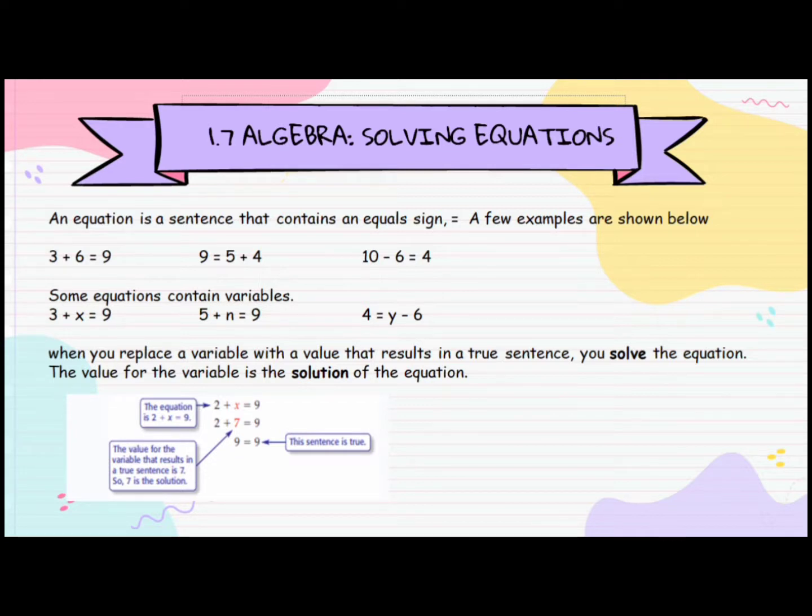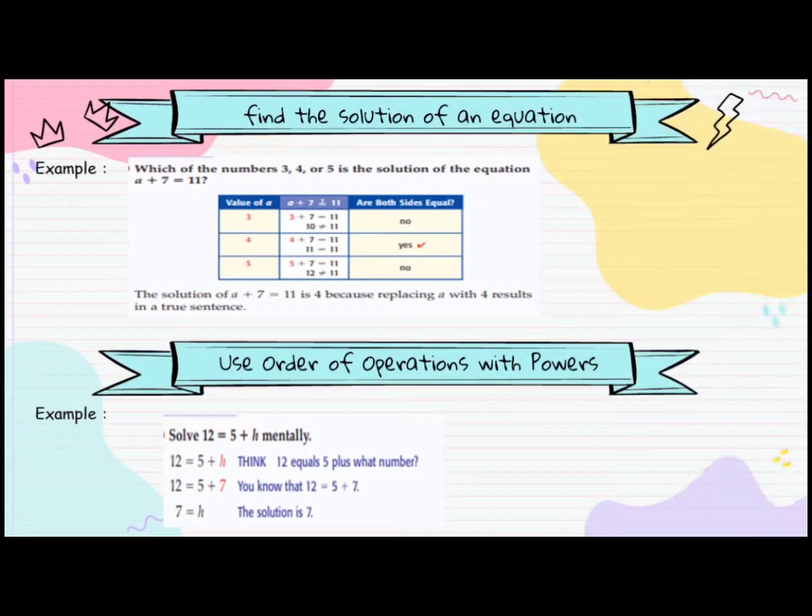The value of the variable is the solution of the equation. Find the solution of an equation. For example, which of the numbers 3, 4, or 5 is the solution of the equation A plus 7 equals 11? Here is the answer. The solution of A plus 7 equals 11 is 4, because replacing A with 4 results in a true sentence.